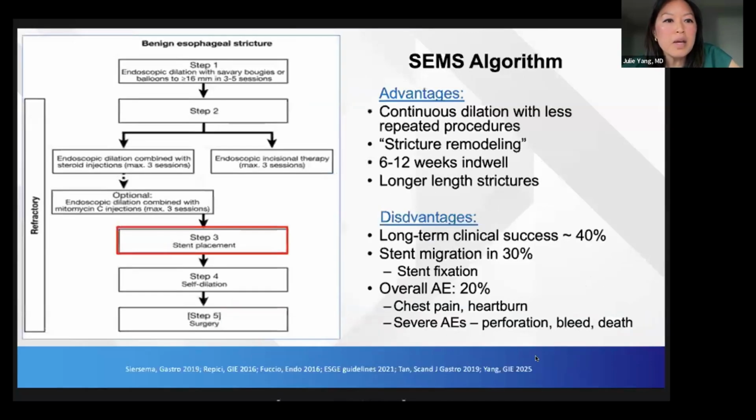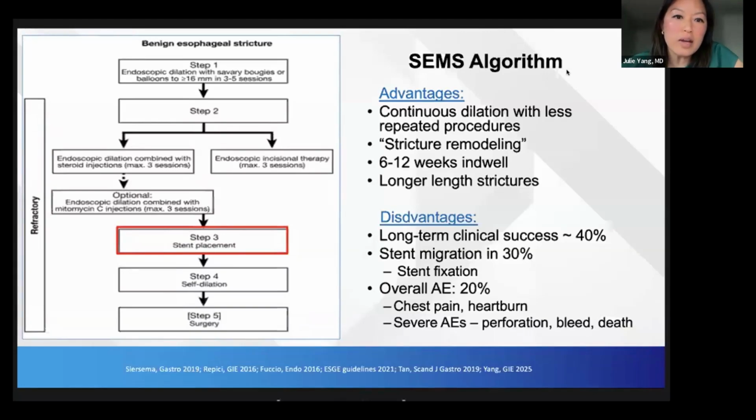So in this group, if you look at the algorithm that's suggested, you try dilations a couple of times. Try it again in shorter intervals, and then you do your incision therapy if it's potentially an anastomotic stricture, or you can even do steroid injection. So you basically exhaust all of the options, and then you get to before surgery, because nobody wants to do that. And self-dilation, I don't have very many patients who sign up for that. Your last sort of rescue is stent placement.